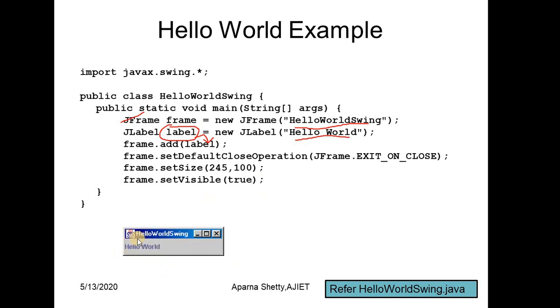So this is how the output will look. Here we have created a new frame, and the name of that frame is HelloWorldSwing. There is the minimize button, maximize button, and close button. Next, we created a label Hello World, and that label is added onto this frame. If I press the close button, the frame disappears. The size of this frame is 245 by 100, and the visibility is set to true. So this was a simple example of how to create a Swing application.